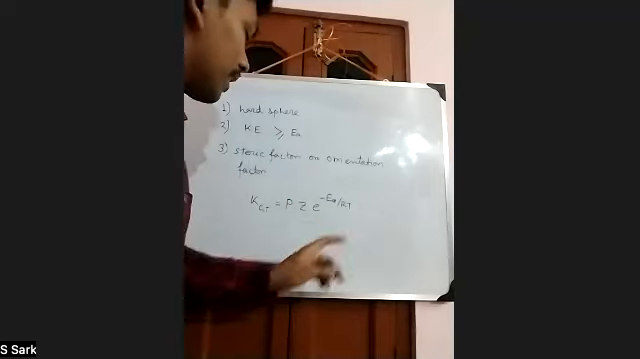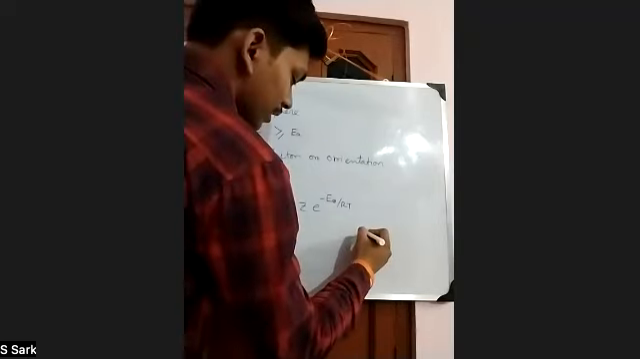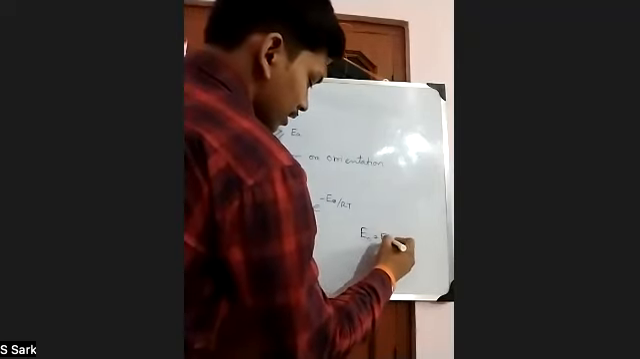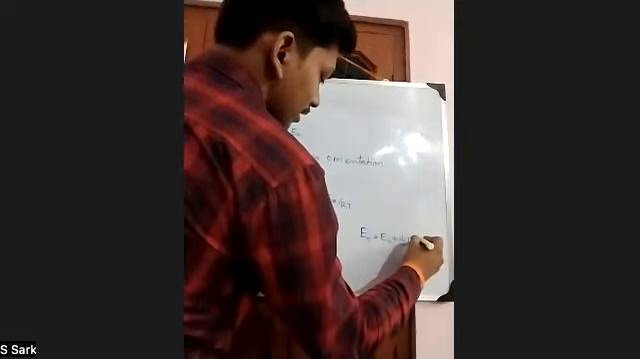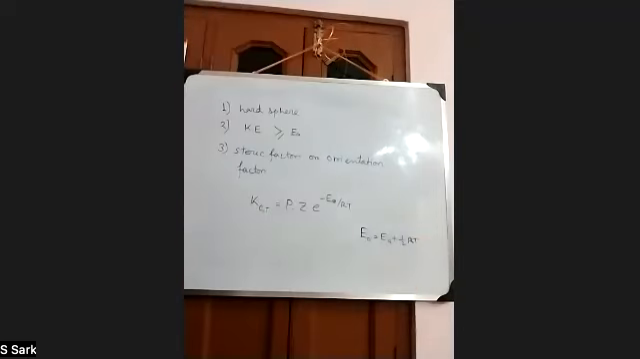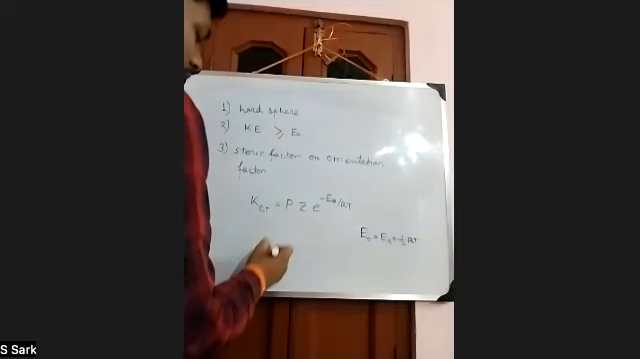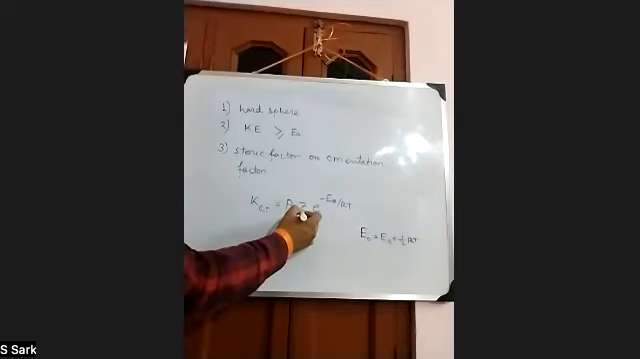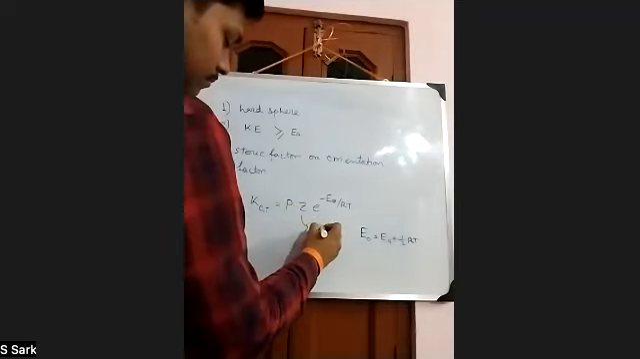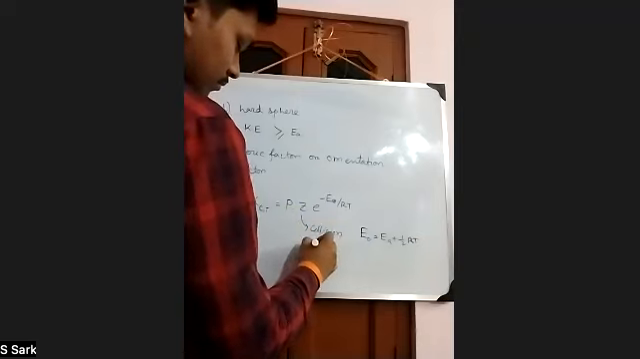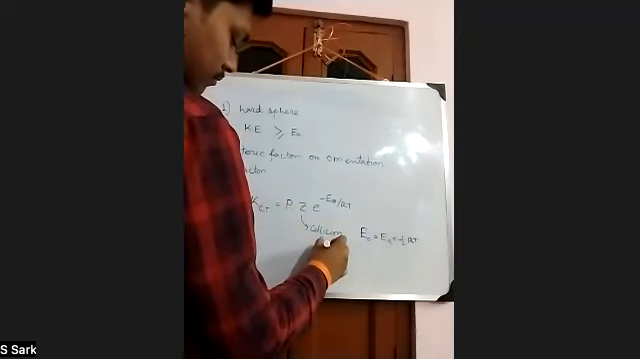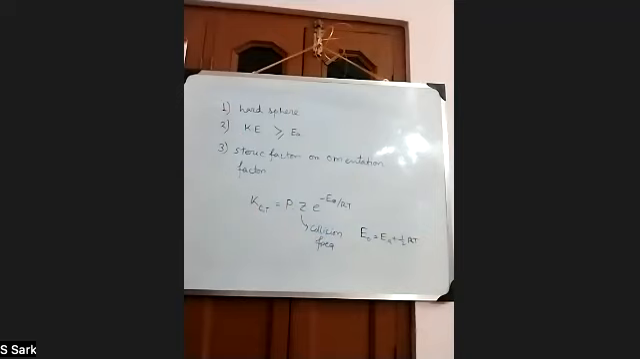and this is k equals P into Z into e to the power minus E0 by RT, where E0 is EA plus half RT, and EA is here the Arrhenius activation energy, and P is the steric factor, Z is the collision frequency. This is the application of collision theory in chemical kinetics.